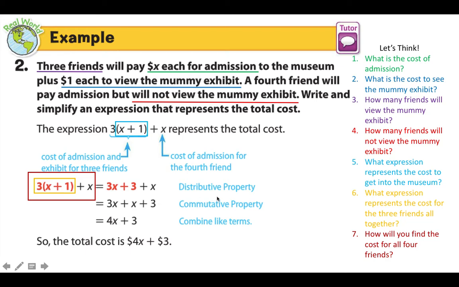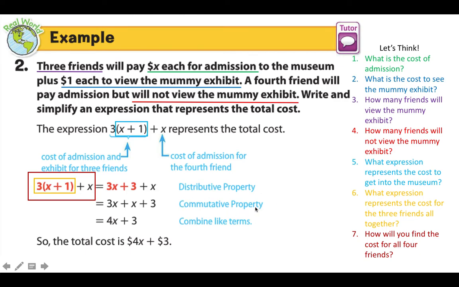Now, if we want to simplify this expression, what we're going to do is use the distributive property. Remember, the distributive property has us taking our coefficient on the outside of the parentheses and distributing the multiplication over the addition sign to both terms inside the parentheses. So if we use the distributive property, we get 3x plus 3 plus x.